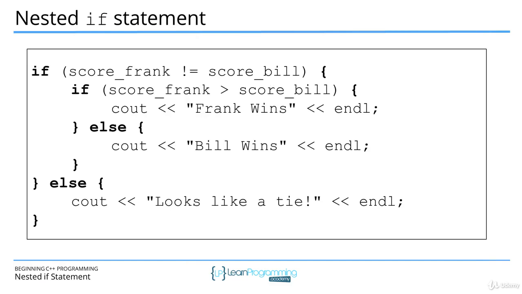In this example, we're checking if Frank's score is not equal to Bill's score. If this fails, that means that their scores are equal. So we go to the else statement and display looks like a tie. If their scores are not equal, then we check the condition in the nested if statement. And if Frank's score is greater than Bill's score, we display Frank wins. Otherwise, we display Bill wins.